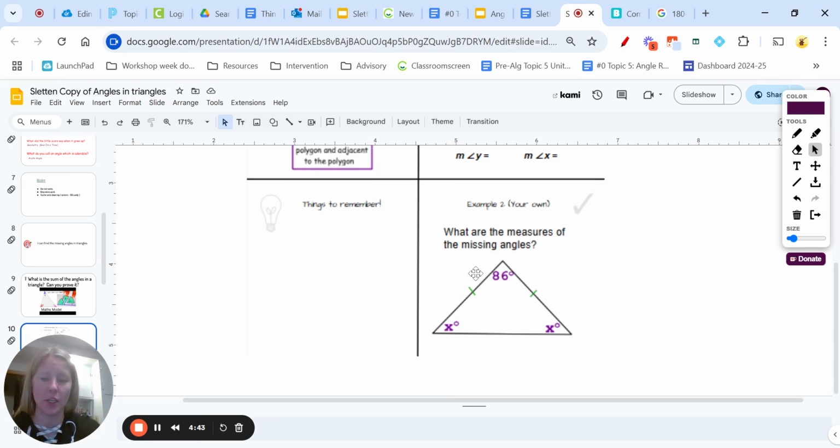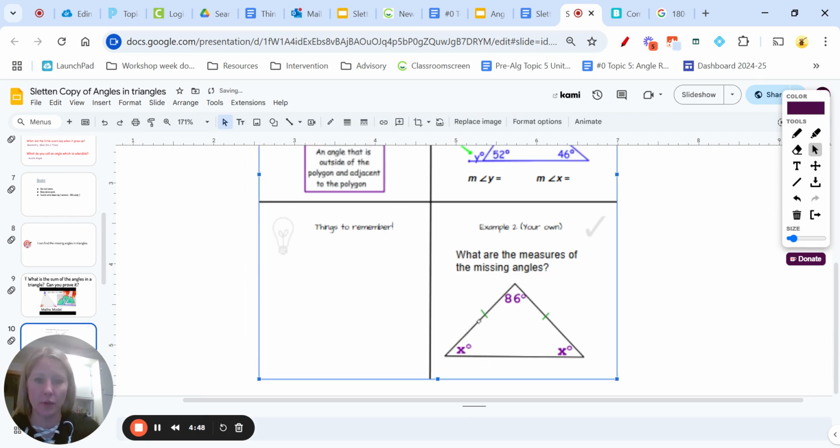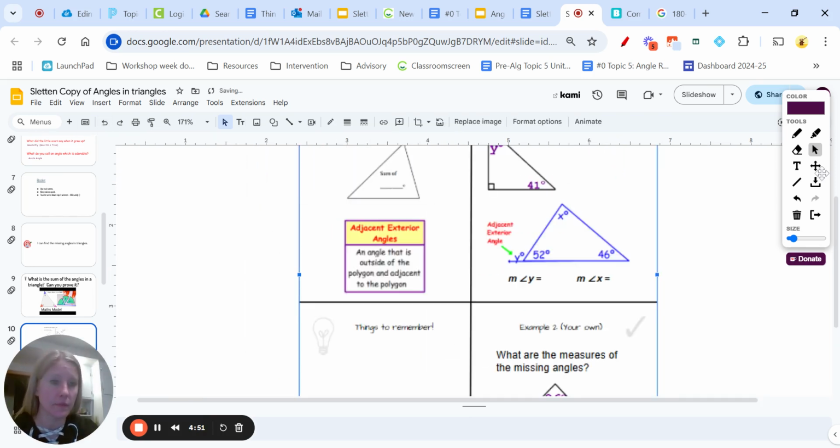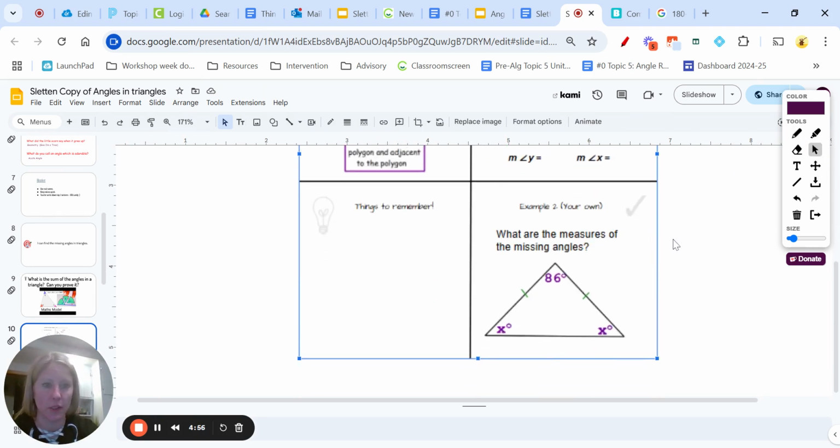All right, so what are the measures of the missing angles in example 2? Well, I see they're both labeled with x. That means they must be the same number of degrees. If they both have the same variable, they have to be the same number of degrees. The other way I know that is when they have these two lines right here, that means those two sides are the same, which means these two angles down here have to be the same number of degrees. So you're going to look for those little lines on the sides of the triangles that tell you that those are the same, and then you'll know the angles have to be the same too.